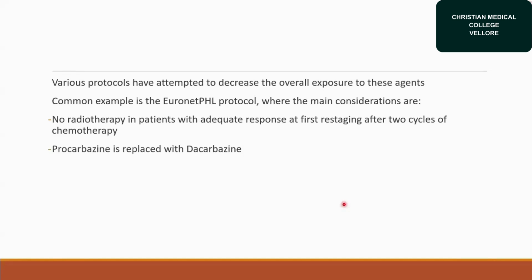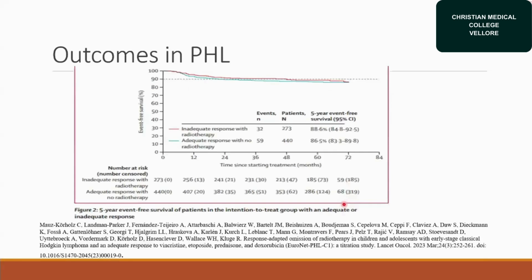And currently, what we follow is the EuroNet-PHL protocol, where the main consideration is to avoid RT in those who have adequate response at the first restaging, and procarbazine has been replaced with dacarbazine. And by using OEPA, which has adriamycin only in the first 2 cycles, we have also reduced the overall exposure to anthracyclines. So with all these measures still, the outcomes in pediatric Hodgkin lymphoma is excellent. As you can see, the line actually does not dip beyond 90 even at more than 5 years from the start of treatment. So because they are such good outcomes, even with reduction of the intensity of treatment is why pediatric protocols are less intensive.